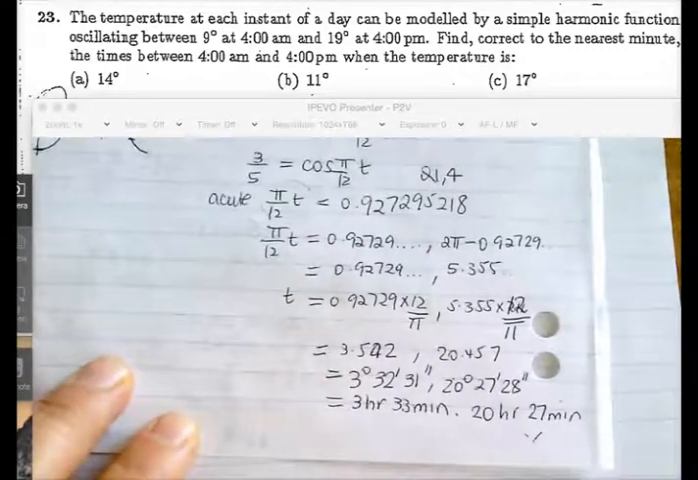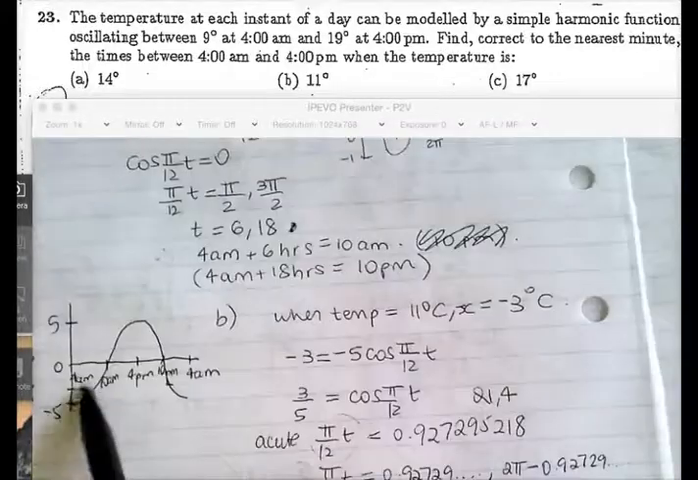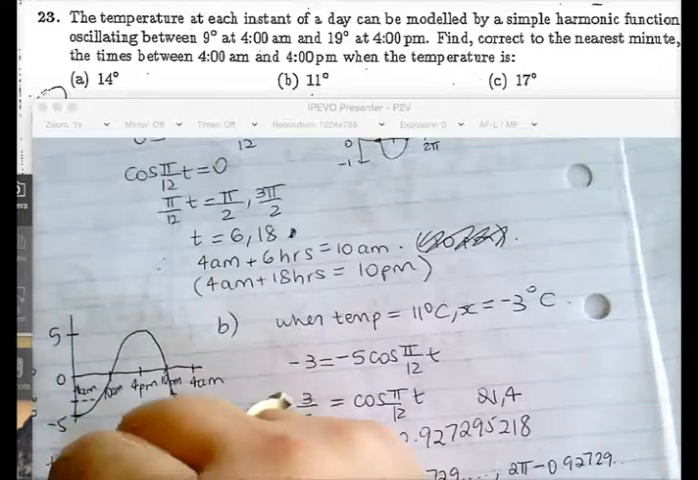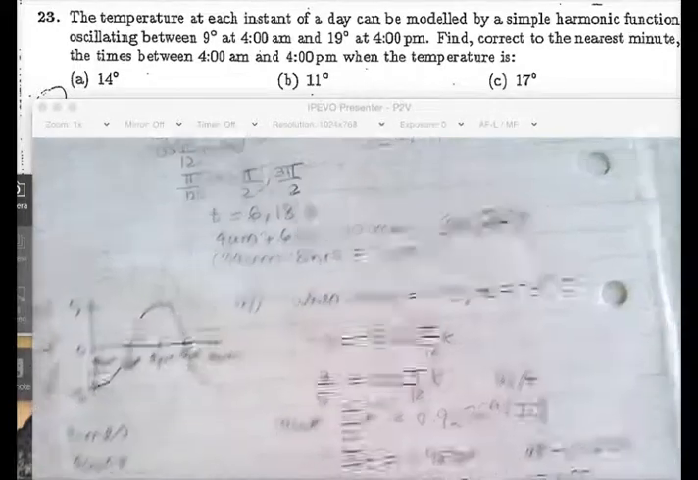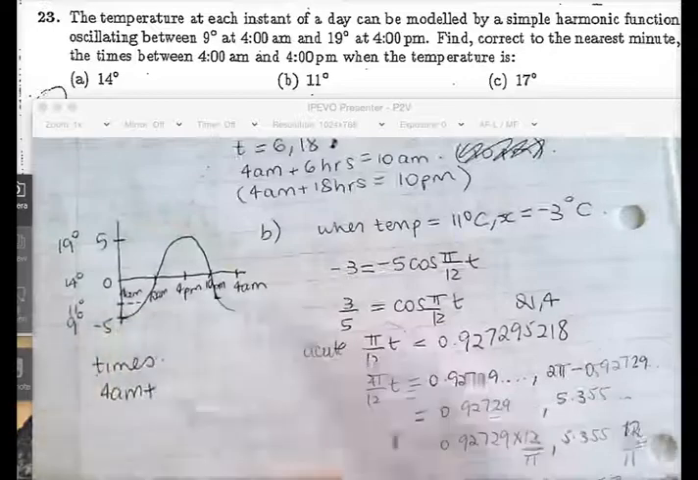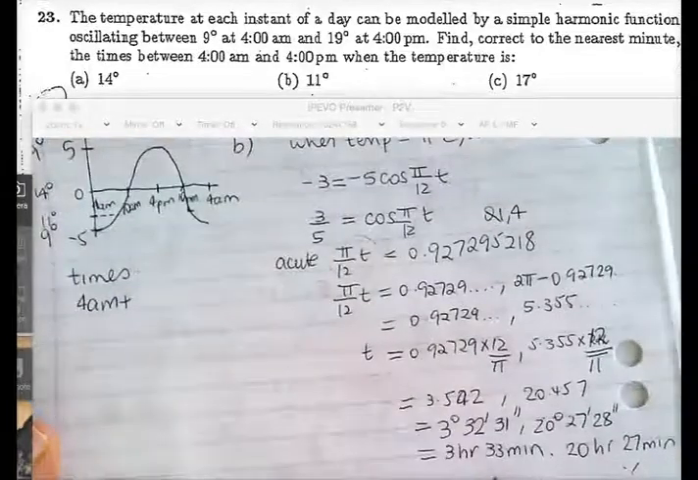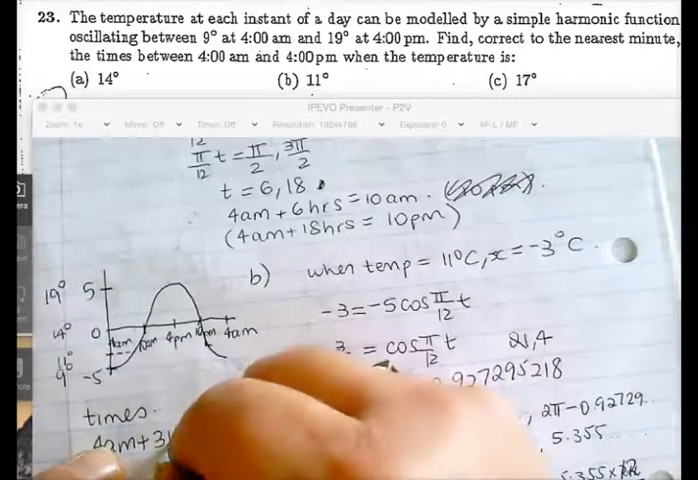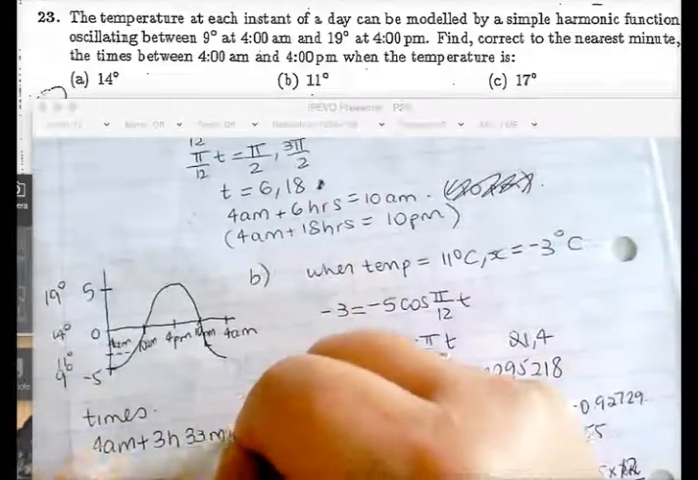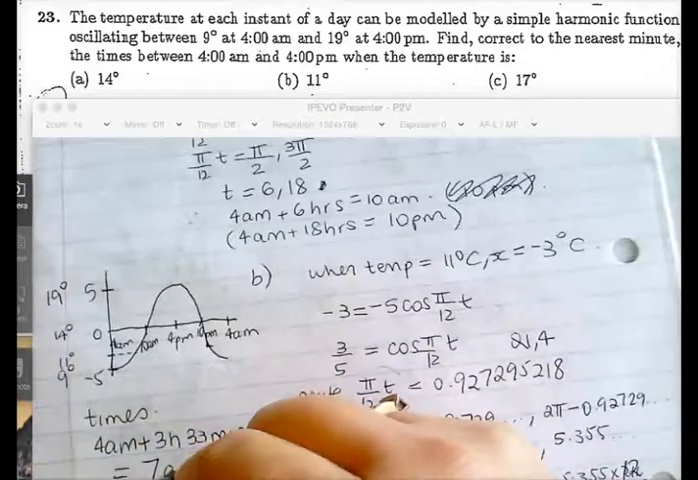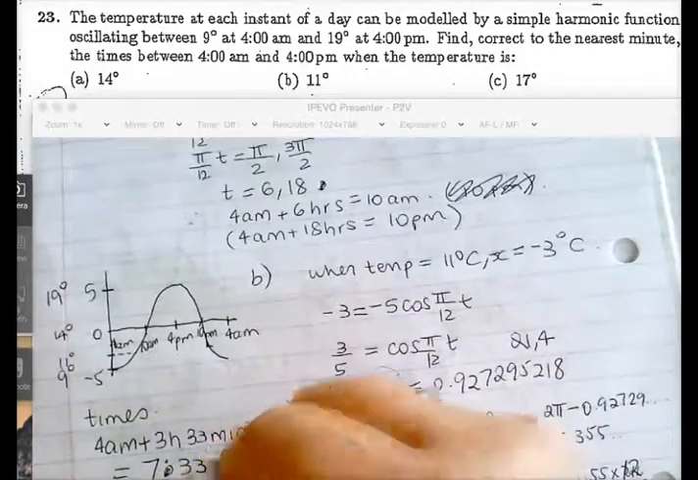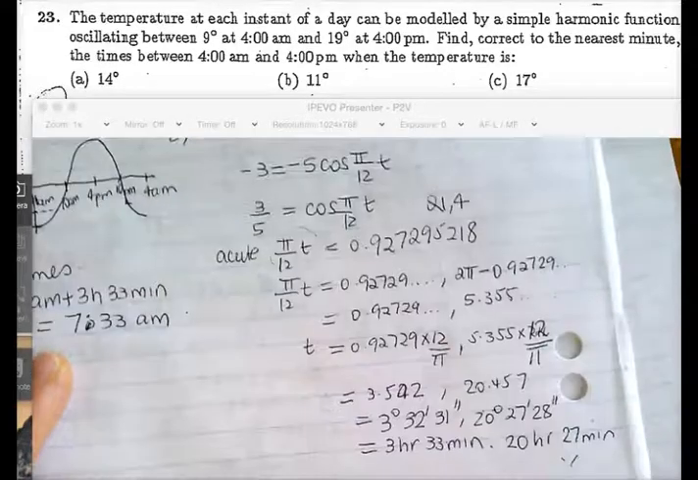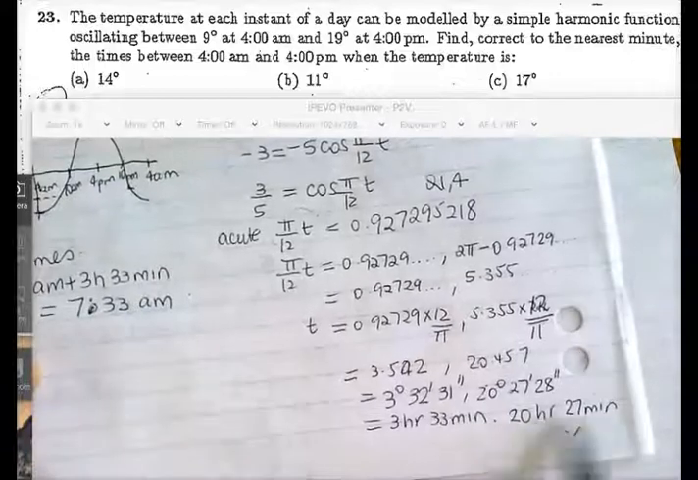Girls, you know with quadrants, see this? So therefore, the times are 4 a.m. plus, see girls, look at the graph. It's 4 a.m. Time is 3 hours, 33 minutes. So you've got to do 4 a.m. is 0 time. 4 a.m. plus 3 hours, 33 minutes, which is what? 7:33 a.m.